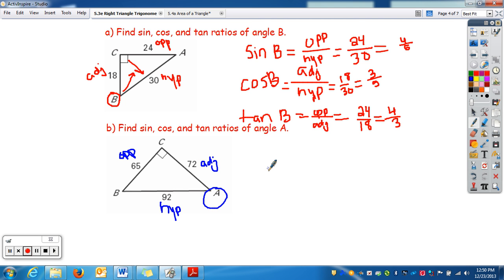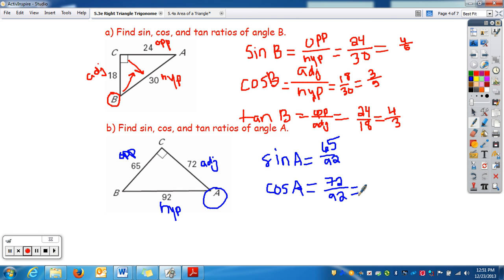Alright, so I'm going to find sine of A. The sine of A is 65 over 92. And I don't think that simplifies. Find cosine of A. Cosine of A is 72 over 92.